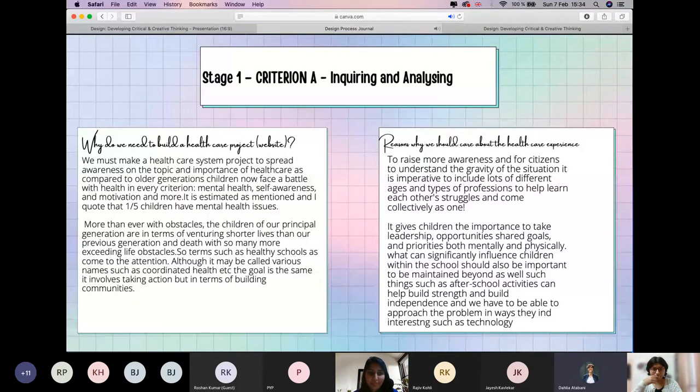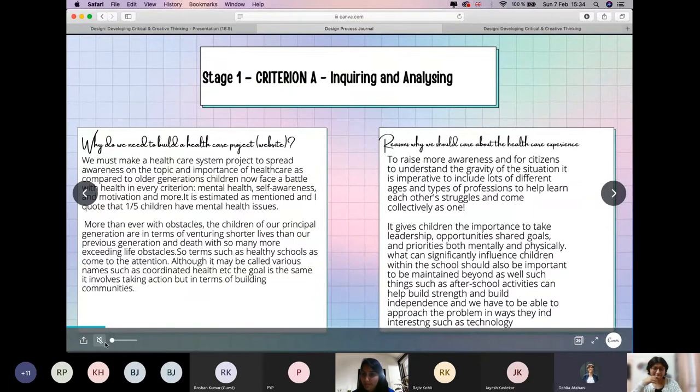I'm just going to keep a little bit of music because the student actually made the effort to create the music, so it's embedded into the process journal. I'm just going to switch it off so that it isn't disrupting what we're saying.